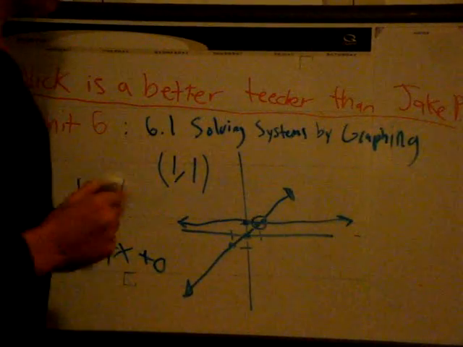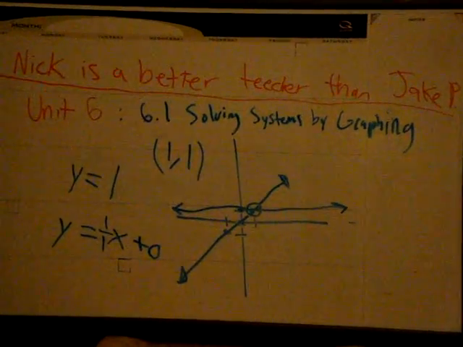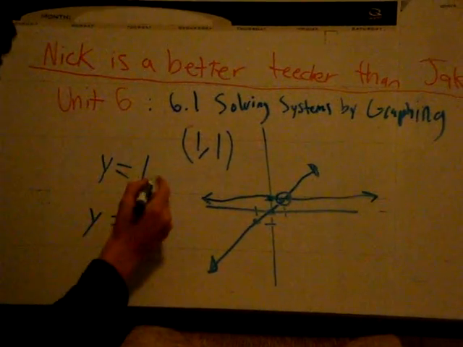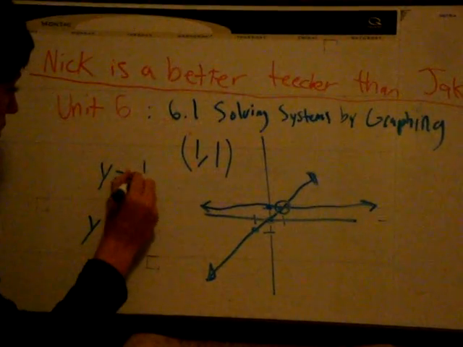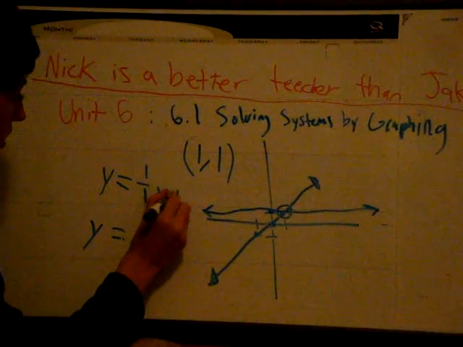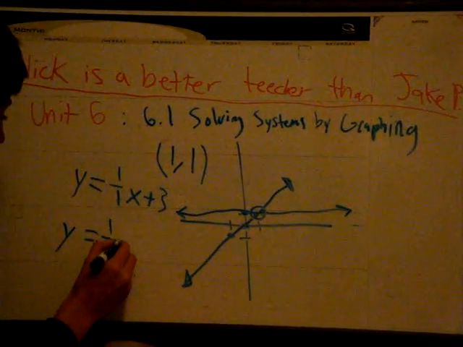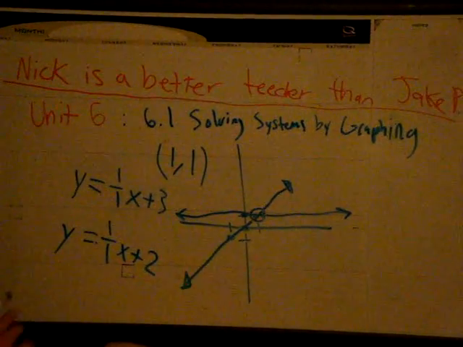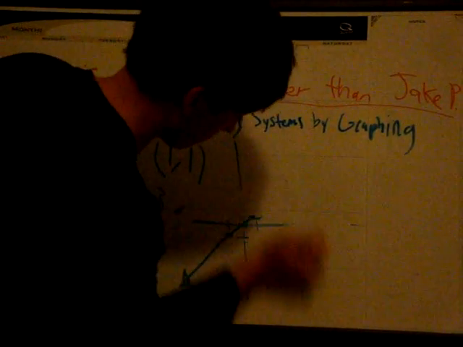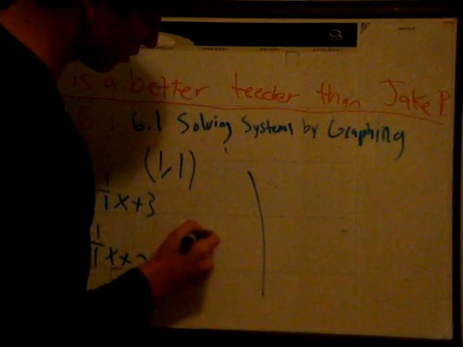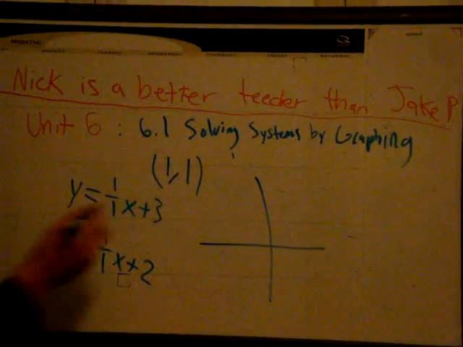Now let's do another example. Say you had one that was y equals 1 over 1 x plus 3, and then y equals 1 over 1 x plus 2. So this would look like, let me do this graph again. Have another graph.